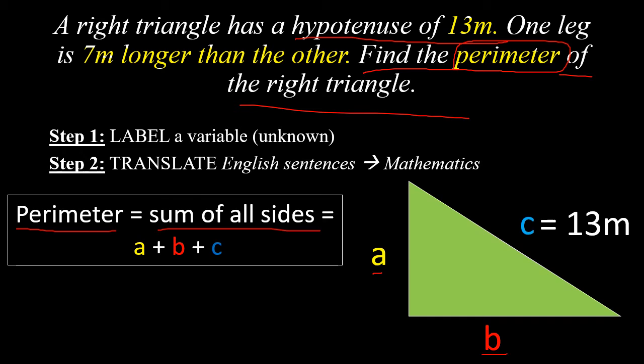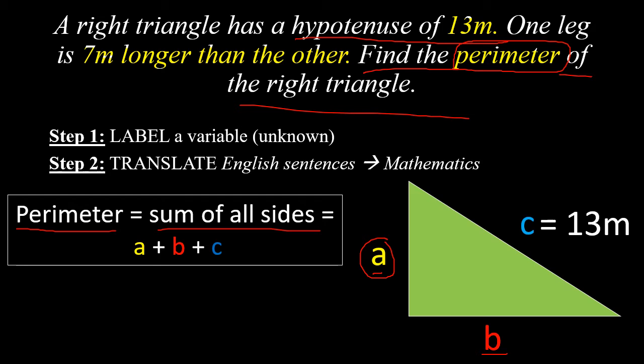But we do know that one leg is 7 meters longer than the other. And remember, when you label a variable, you only want to be solving for one thing. So it's really nice that we can write the length of one leg in terms of the other. So let's call the length of our first leg, right here, A, okay?